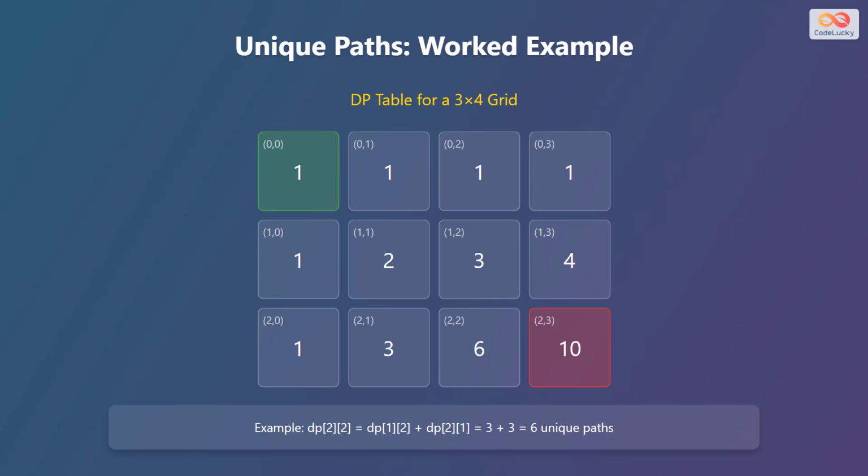Now let's walk through a worked example for the unique paths problem. Here is a dynamic programming table for a 3 by 4 grid. The cell at dp[2][2], which is at row 2 and column 2, contains the value 6. This value is derived from adding dp[1][2] and dp[2][1], which equals 3 plus 3, resulting in 6 unique paths to reach that cell.